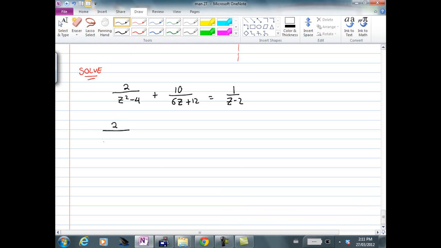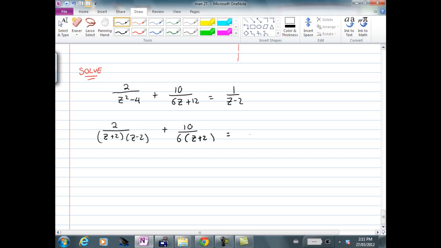Harneet, z squared minus 4 can be factored into what? Z plus 2, z minus 2. I'm going to do the second one, plus 10. Now, if I look at this, I can factor out something. 6. Go ahead and factor out 6. That gives me z plus 2.